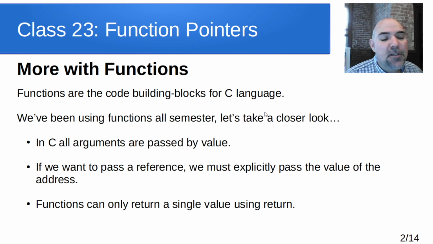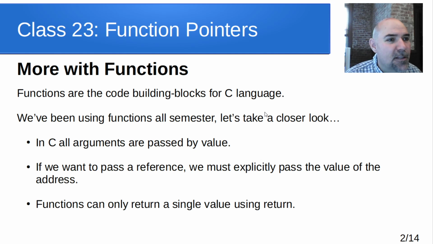And we've been using functions all semester, so let's take a little bit closer look at some of the things that we've seen. So first off, in C, all arguments are passed by value. So everything that gets passed to a function is passed by value. In other words, there's no place where it automatically passes a reference or an address for us. We have to explicitly do that. So if we want to pass a reference, then we have to explicitly put the ampersand in front of the thing or pass something that evaluates as an address, but we're passing the value of that address to that function. The compiler isn't automatically doing that for us.